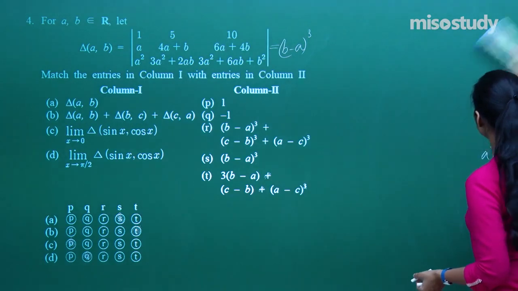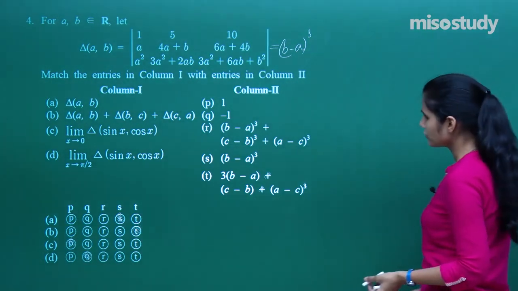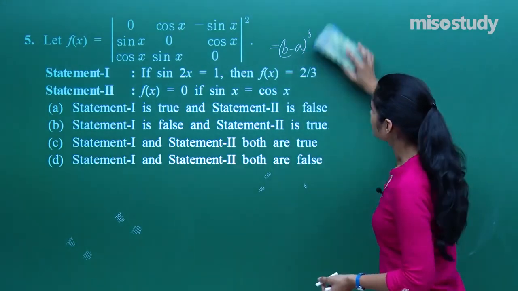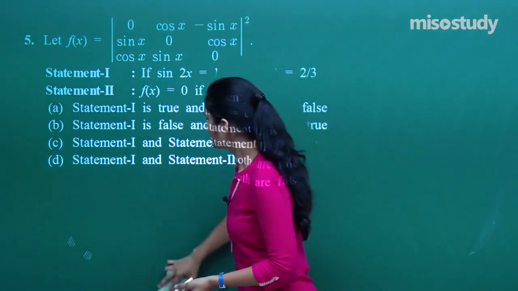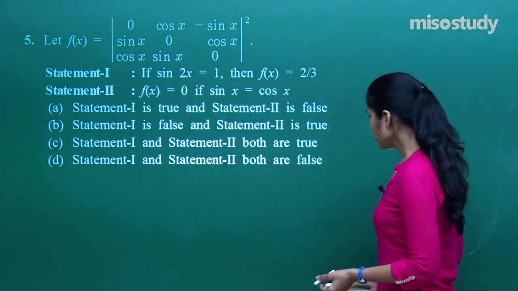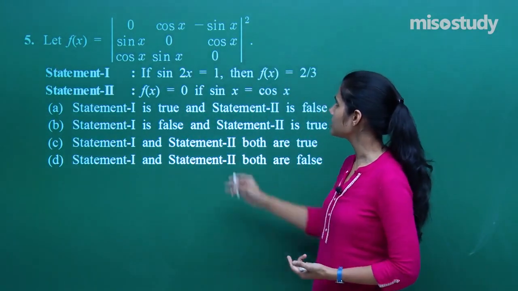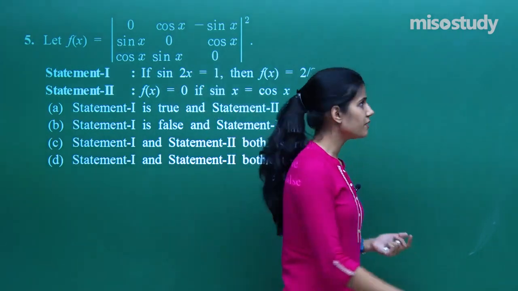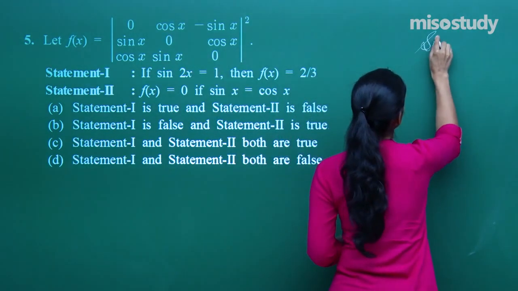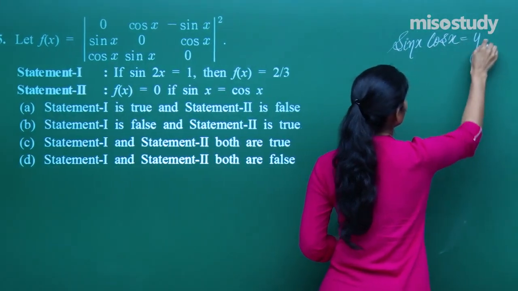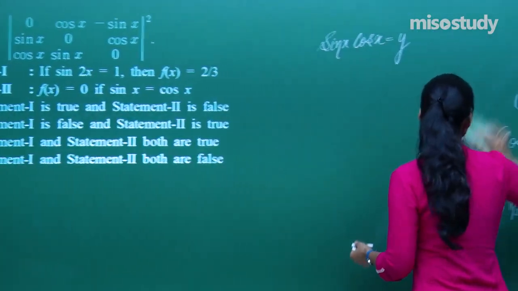Now, once we have done this matrix matching thing, let us move on to the next question, which is let f(x) be equal to this. Okay. Statement 1, statement 2. So, I need to actually verify these statements. What is this given to me? Let us try to find out. Let me say that sin x into cos x is y. Now, you need to understand why I am taking it to be y.